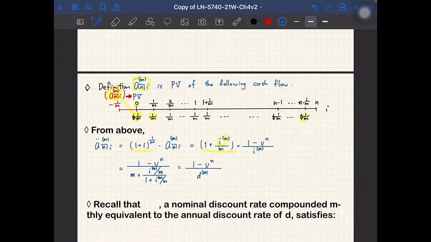So this is almost the parallel formula for a angle n superscript m. Just i superscript m becomes d superscript m. Or we can say that this is equal to d over d superscript m times 1 minus v^n over d. So that is d over d superscript m times a double dot angle n at rate i. So in short, i becomes d when we put double dots.